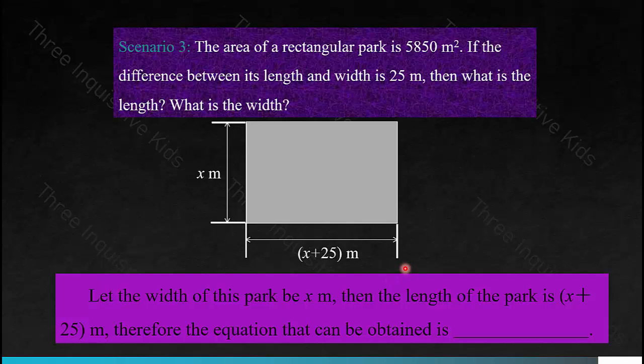Let the width of this park be x meters. Then the length of the park is x plus 25 meters. Therefore, the equation that can be obtained is, we know the area, and we have set the length and the width. So we know x times the sum of x and 25 is 5,850.